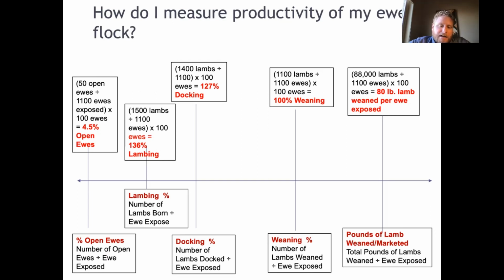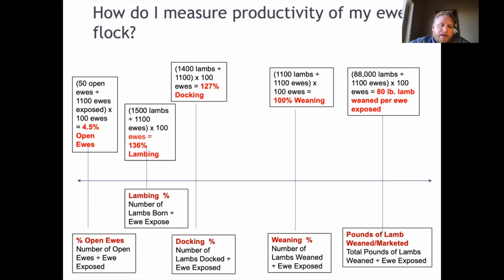Many extensive flocks in the western U.S. rely on docking percentages, especially range lambing flocks, as an estimate of overall productivity. Weaning percentage is another common measurement of overall productivity and is measured by the number of lambs weaned divided by ewes exposed. The gold standard of ewe productivity is pounds of lamb weaned and marketed divided by ewe exposed and takes into account overall productivity on a per ewe basis.